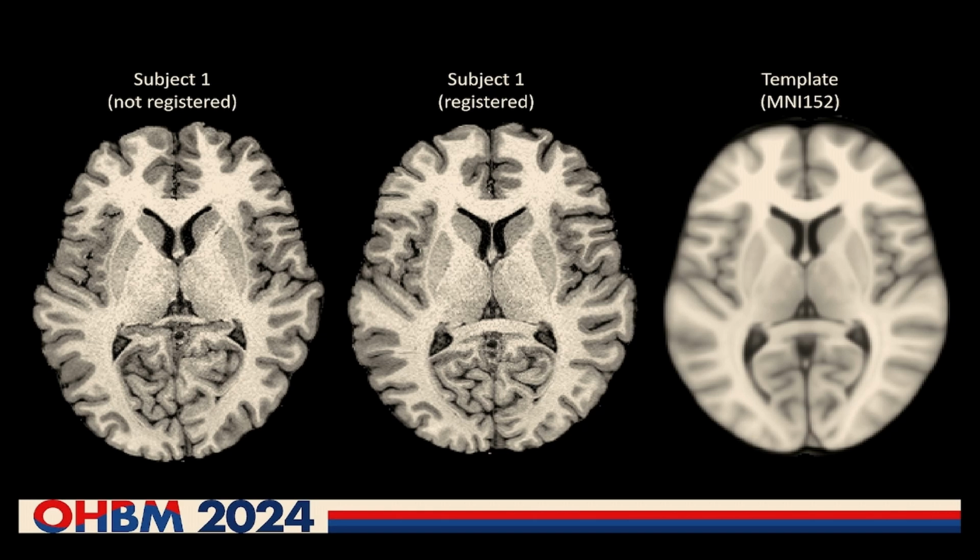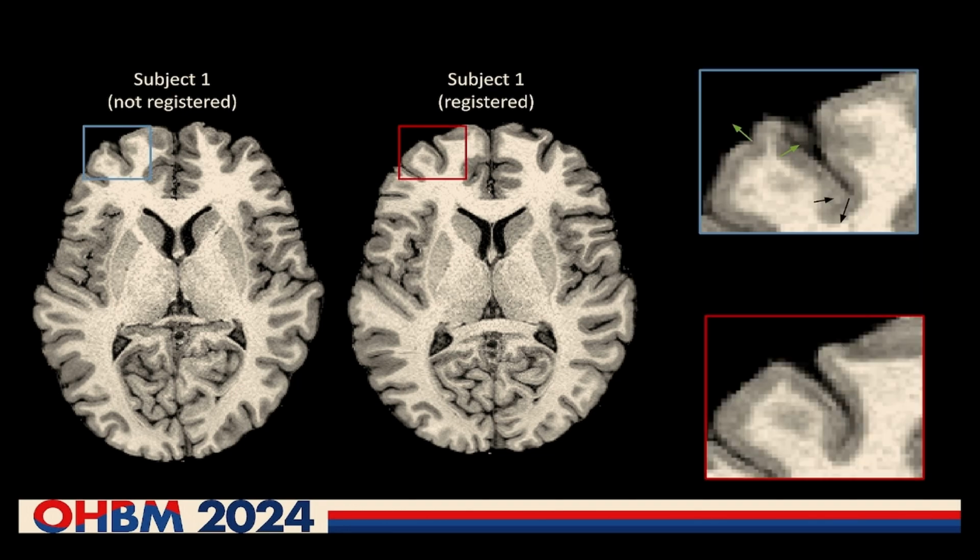And so on the left-hand side of the screen, you can see we just have an individual subject in its own or native space. We then have the same brain in the middle, and it's been registered to a template. And then on the rightmost image is the template that we're trying to align everything to. And we're simply doing this based on differences in intensity. So we're trying to get grey matter to align to grey matter and white matter to align to white matter.